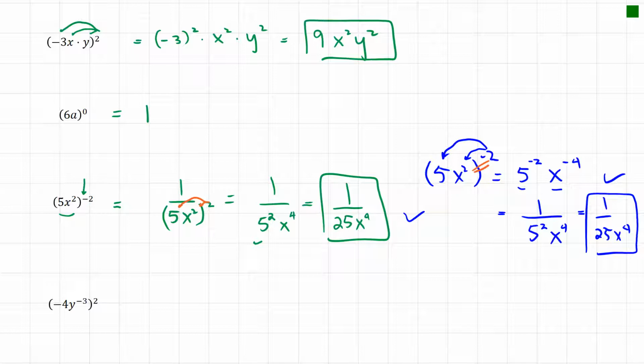Next example, this 2 belongs to all elements, so the -4 is squared, and then y to the -3 and a 2 to the power of 2 means you're going to multiply those, so that's -6. -4 squared is -4 times -4, which is +16, y to the -6. And the negative in the exponent here means it's going to drop to the bottom or into the denominator, and you end up with 16 over y to the 6th.